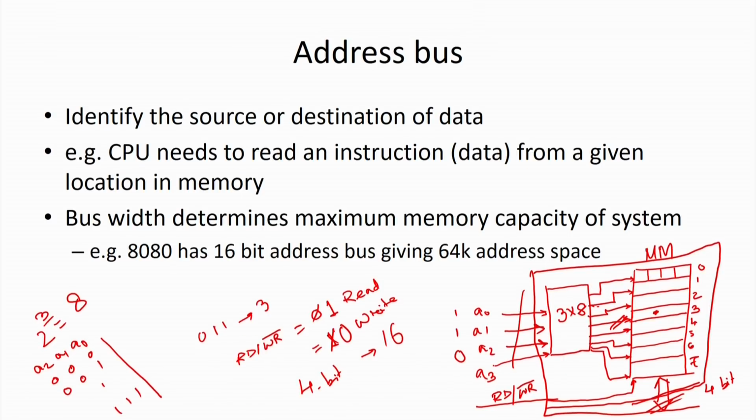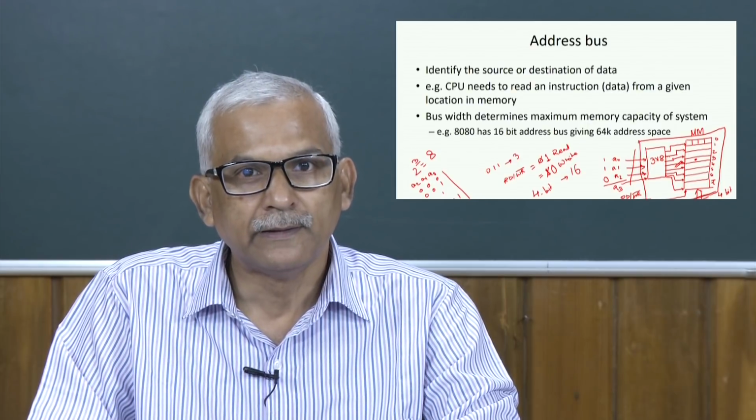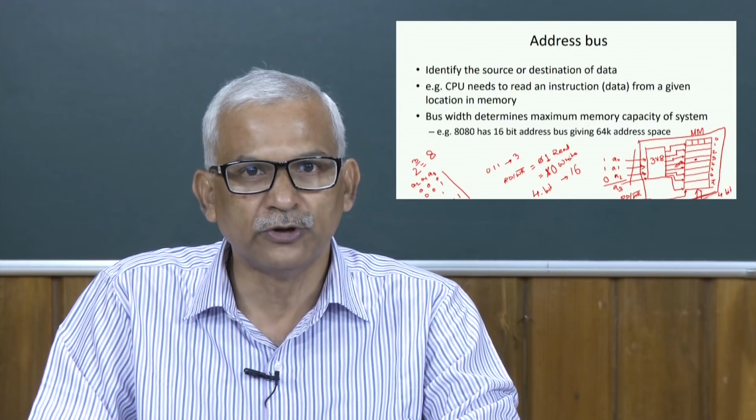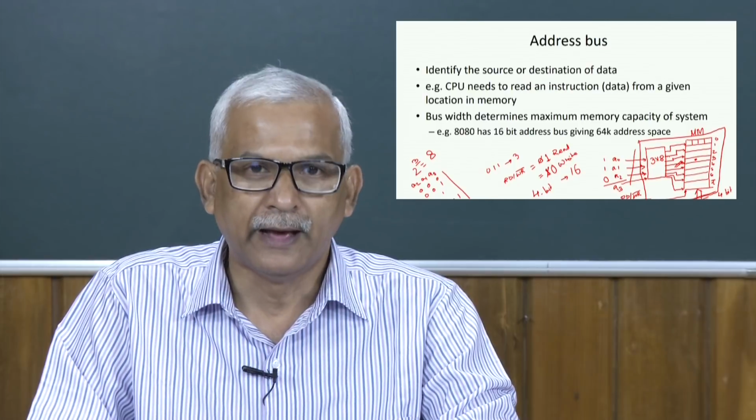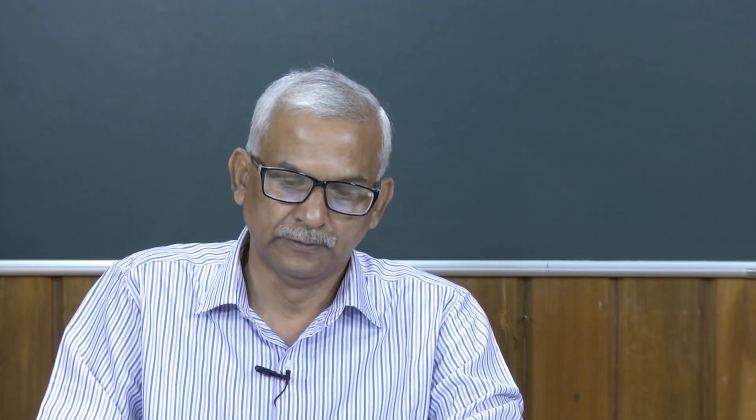So, in that particular case what will happen? With A3 equal to 0, I get 8 combinations, and with A3 equal to 1, we get another 8 combinations. So, in total 16 combinations. So, the address bus is nothing but a collection of lines through which we give information as zeros and ones, and that combination identifies one of the memory locations.